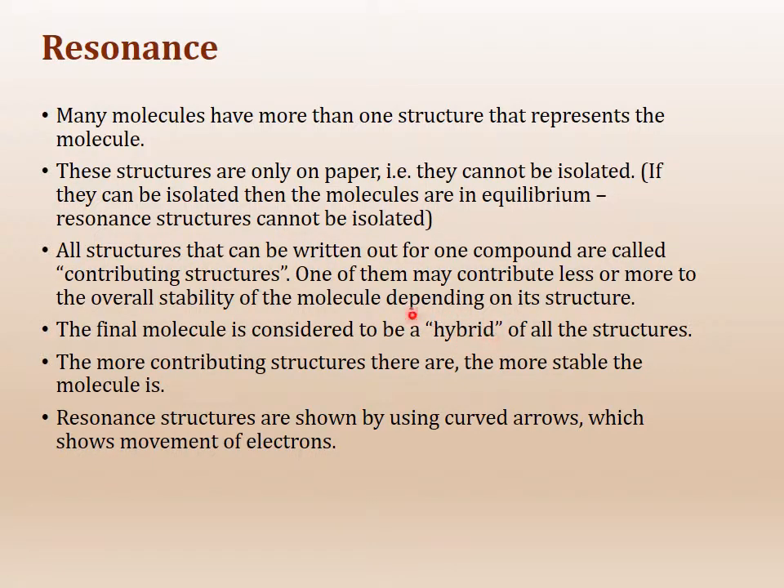And in between, you draw a whole bunch of contributing structures. So a compound can have up to 4 or 5 contributing structures, but only one is going to be the hybrid structure. Okay, so you take all of the 4 or 5 and then you combine them into one. Typically, the more contributing structures there are, the more stable the molecule is. Most of the resonance structures are drawn by using curved arrows, which shows movement of electrons, whether it's 1 electron or 2 electrons.